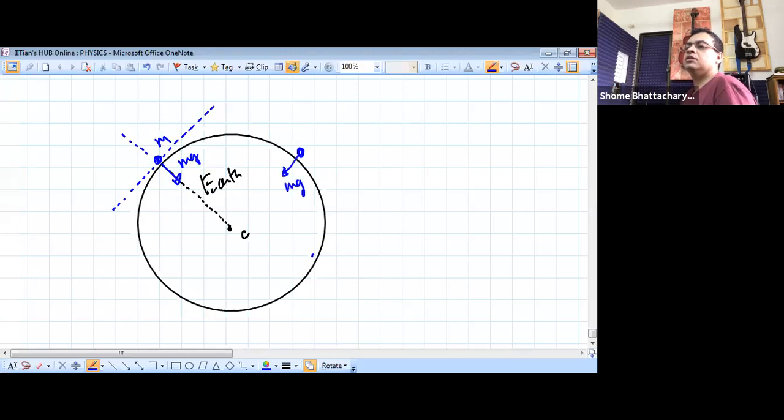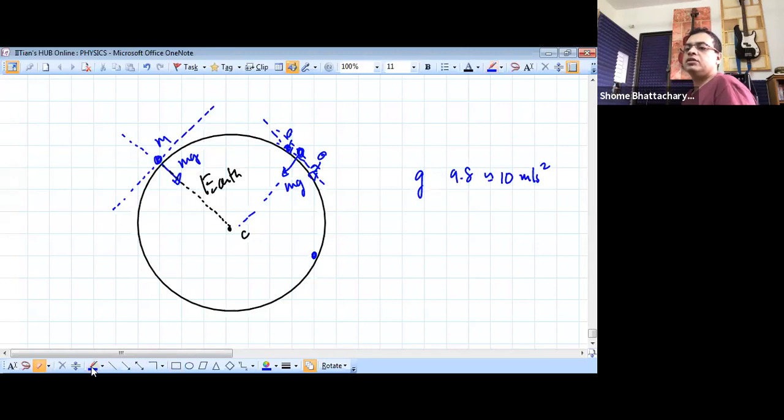If the object is here, it will experience it like this. That is why for a person standing on the surface of the Earth, it appears to be vertically downwards, because in your frame this is the horizontal plane. If you're standing on the surface of the Earth, you see this tangent as your horizontal plane. So you see the gravitational force like this. And g has a constant value of 9.8 or approximately 10 meters per second squared.